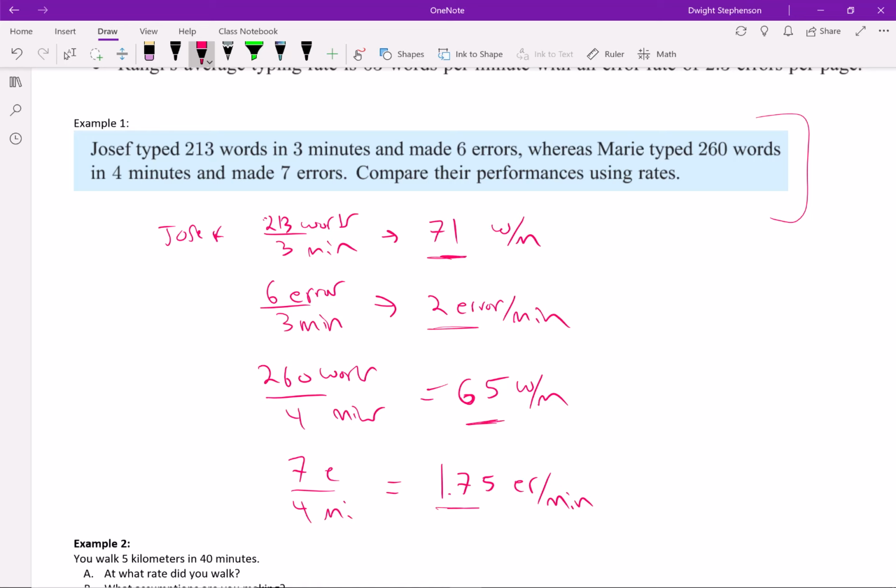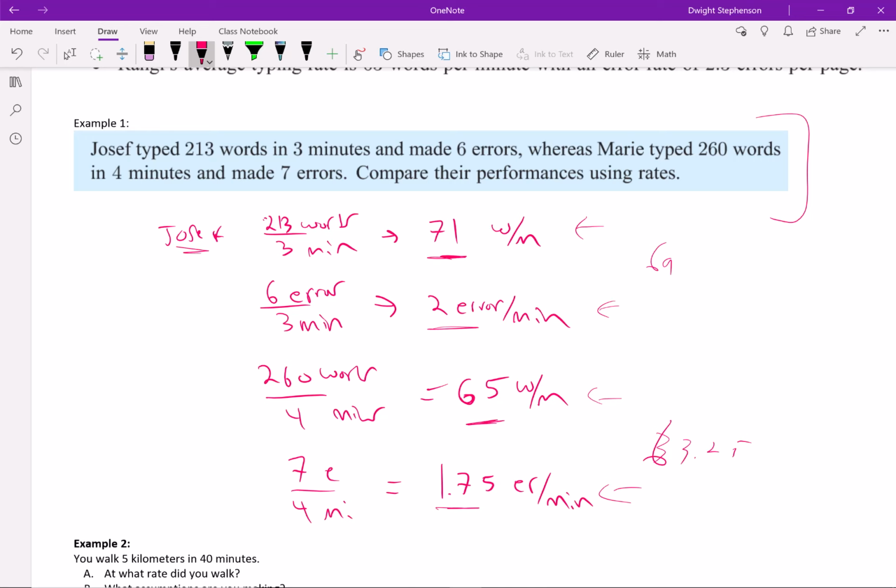So who's a better typer? Well, this guy is faster but has more errors. She's a little bit slower but has fewer errors. And so you could subtract the errors: you get 69 accurate words per minute here, and 63.25 accurate words per minute here. And so I think Joseph's still a better typer. He's not making that many more words per minute, but you can see these are what we call rates.